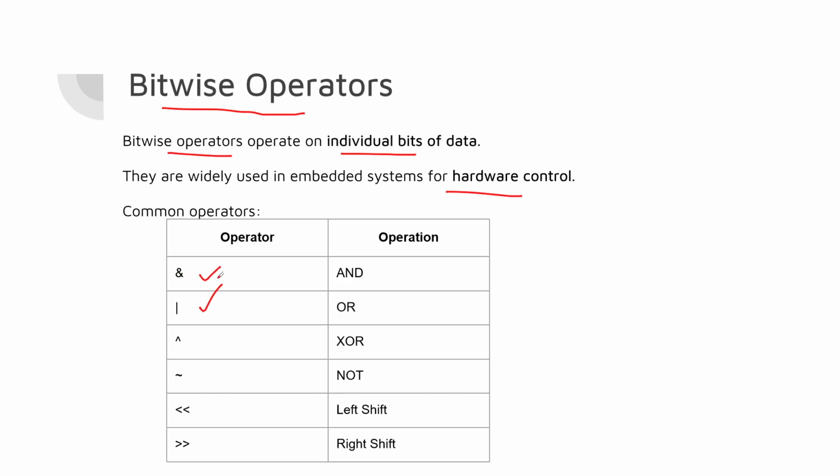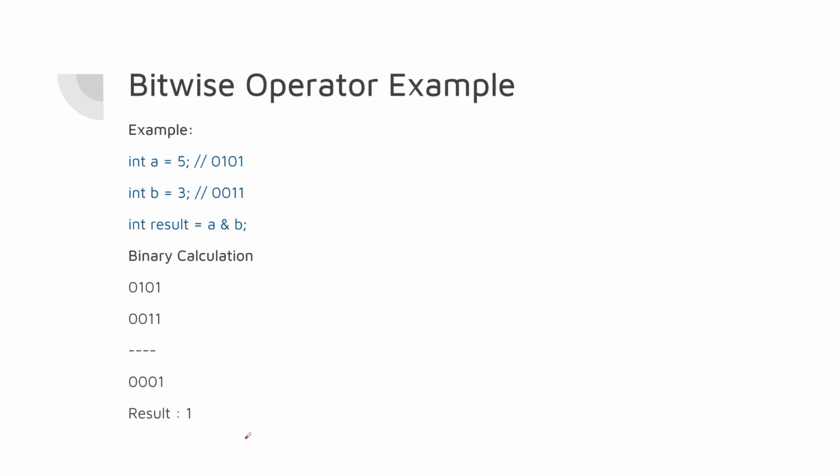This is used for the AND operation, this is used for the OR operation, and this symbol is used for the XOR operation, and the tilde symbol is used for the NOT operation, and this is for left shift and this is for right shift. Next we can have a simple program using bitwise operators.